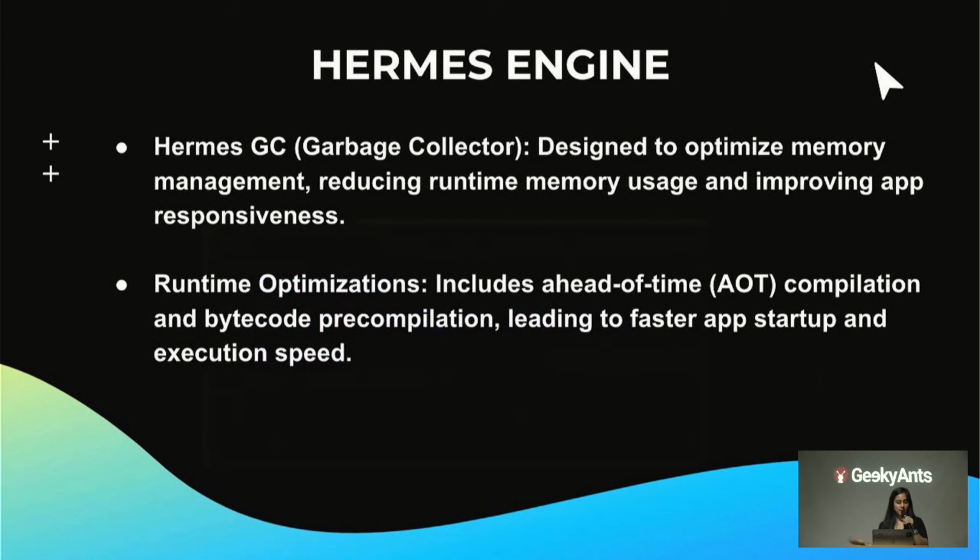Moving on, as we had discussed about Hermes engine, in React Native 0.73, we do have this as a default one. So Hermes garbage collection is there, and I would highly advise using that because it is designed to optimize memory management, reduce runtime memory usage, and improve app responsiveness, right? So what does Hermes garbage collector mean to a developer?